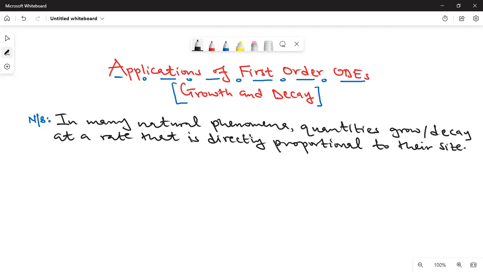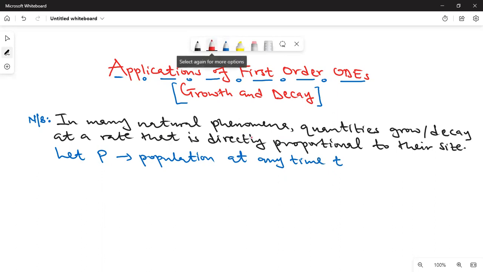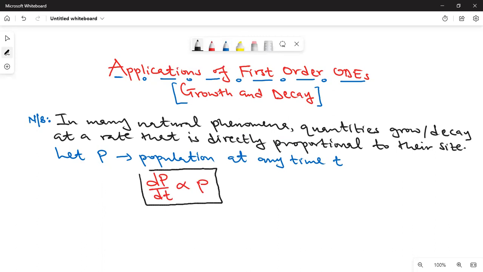Now, this is what it means: if we let P be the population at any time t, then that statement means that the derivative of P with respect to t is proportional to P. That is what it means. And so you can get rid of the proportionality symbol by introducing a constant of proportionality. So this is the same as writing dP dt is equal to K times P, where K is the constant of proportionality.